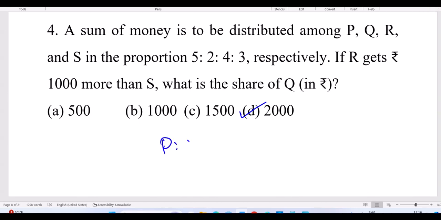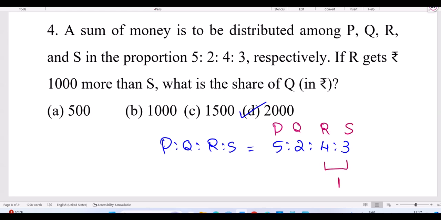If you observe this question, PQRS is given as 5243. Now here they mention R is 1000 more than S. See in ratio, this is PQRS related. In ratio, R is how much more than S? Only one more. But actually the value is 1000 more. Listen, in ratio, 1 means equal to 1000. Now Q value is how much here? 2 means 2000 is the answer. This is a simple trick we can apply in ratios.